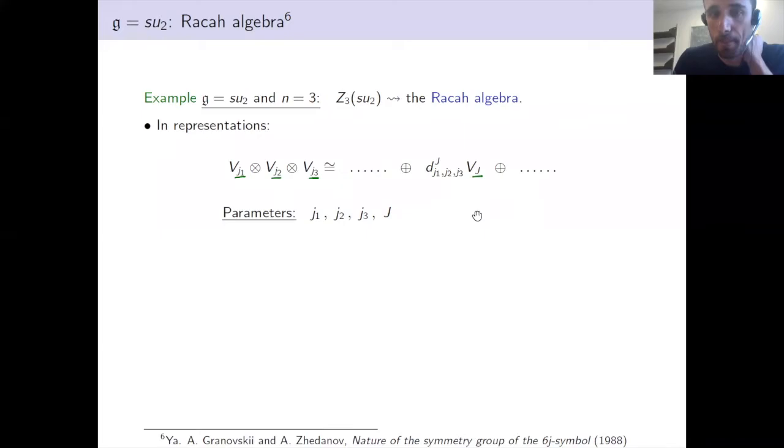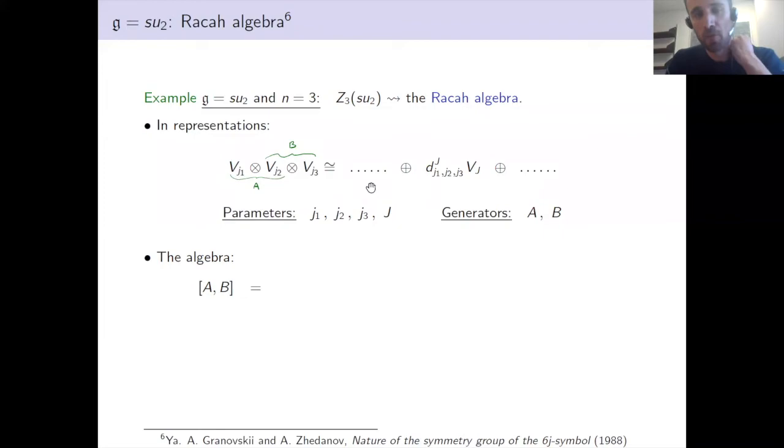And then it turns out that there are two generators. So they have some natural explanations. So A is acting on the coupling of the two first representations, and B the coupling of the two second representations. But from my point of view, in this talk, I'm going to describe an algebra. So I really need to tell you what are the generators of the algebra.